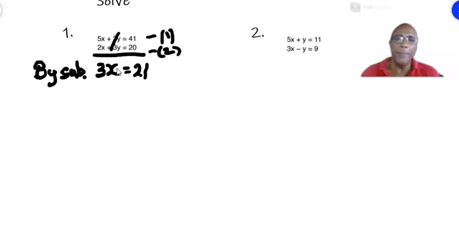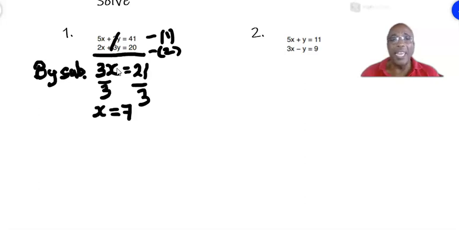So now we have a simple equation involving x. We can find x by dividing both sides by 3. So divide the left side by 3 and the right side by 3. We will get x equal 7. So we have the value for x.